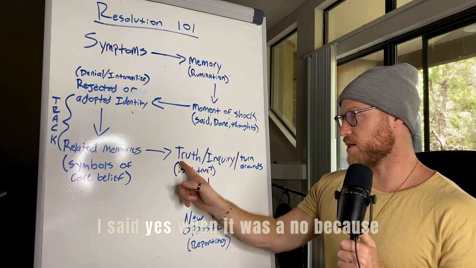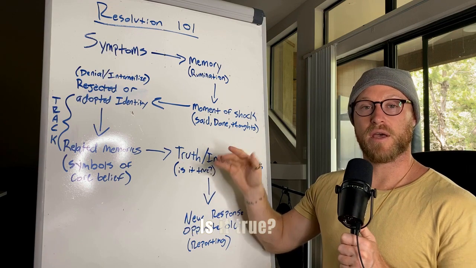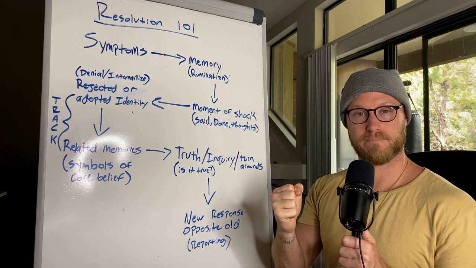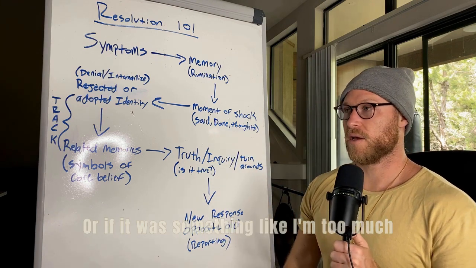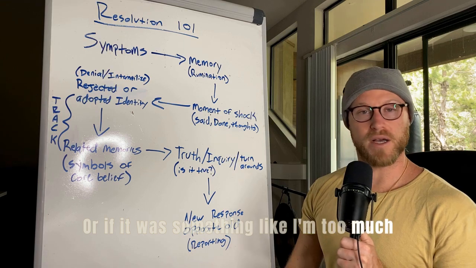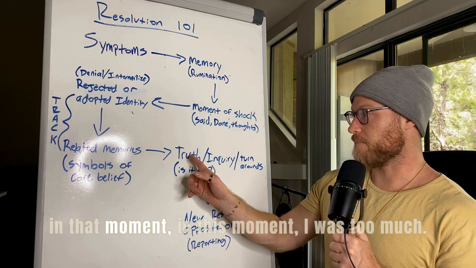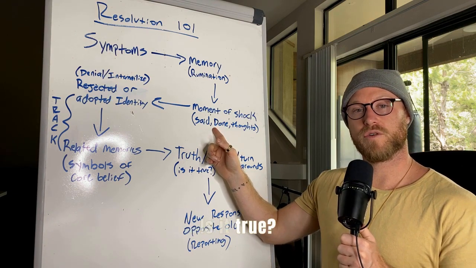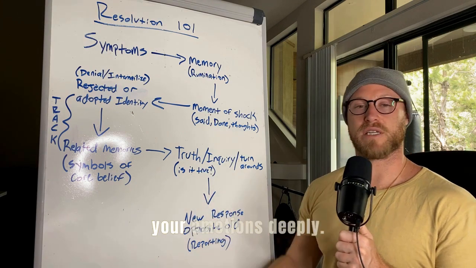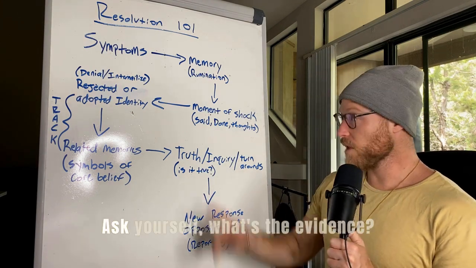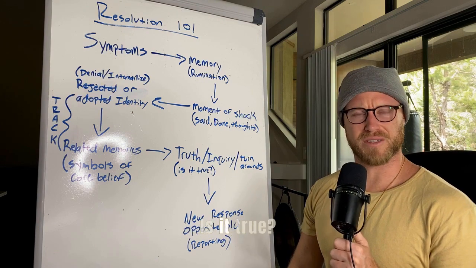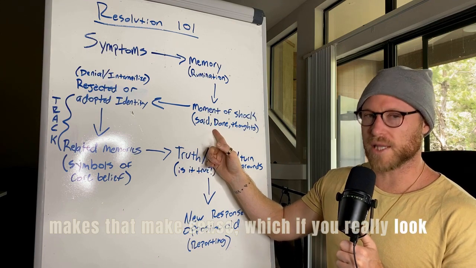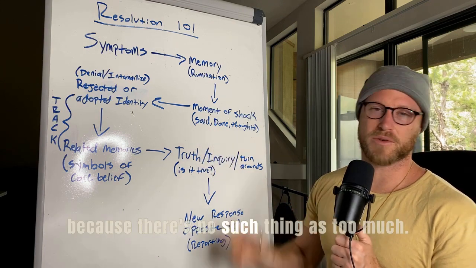Right? I said yes when it was a no because I thought I would lose love. Is it true? What's the purpose of that pattern? Or if it was something like, I'm too much. In that moment, in this moment, I was too much. If you look at it, is it true? Maybe you were just expressing your emotions deeply. Ask yourself, what's the evidence in that moment? I was too much. Is it true? What's my evidence? And if you can't find any evidence that makes sense, which if you really look at it honestly, you won't find any, because there's no such thing as too much.